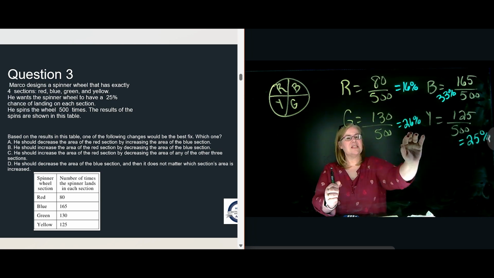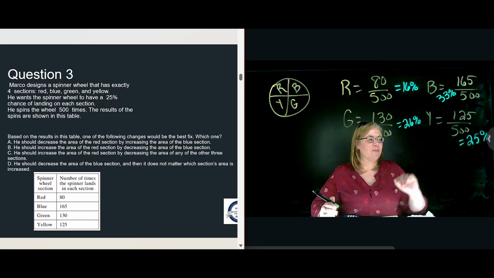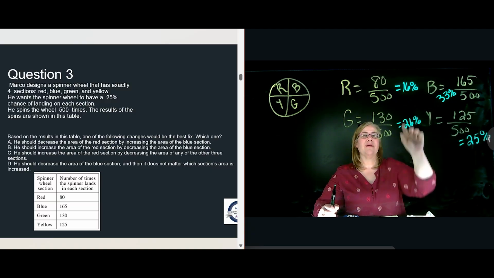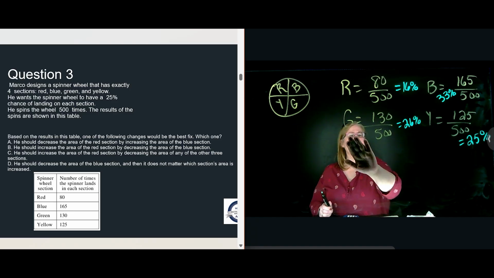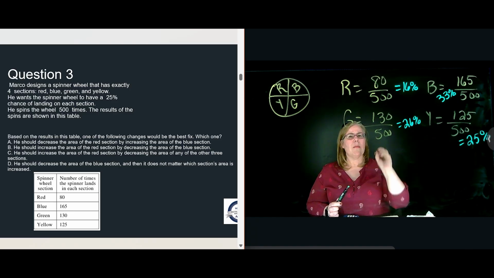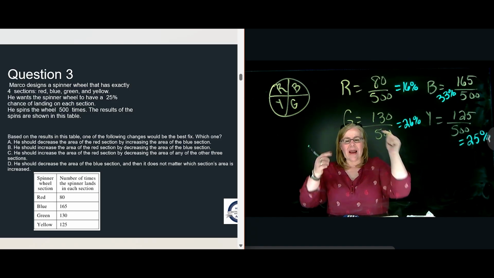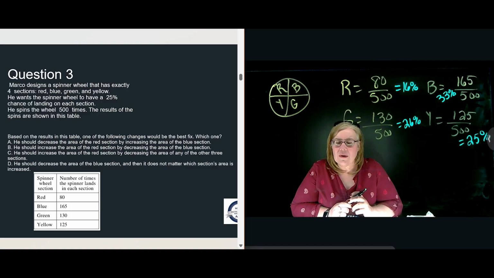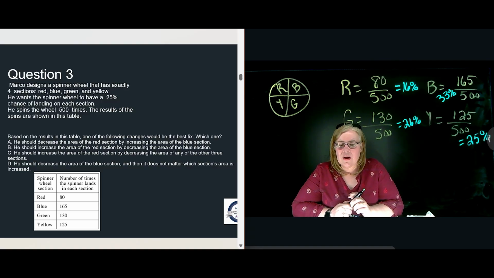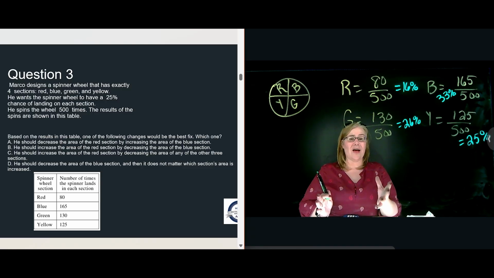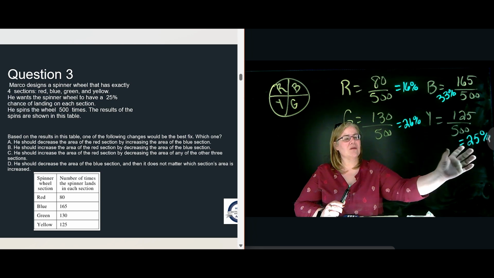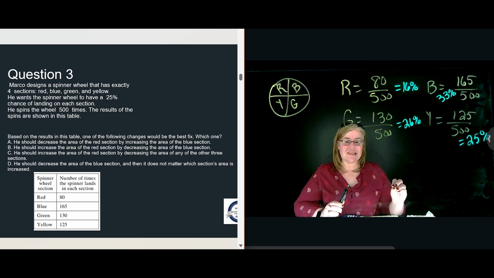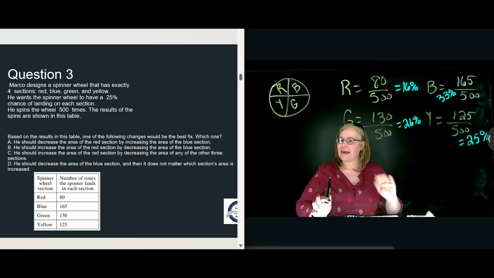Now, this one is basically 25%. This one is 25%, but these two are kind of far off from 25%. So I really wouldn't want to change my green and yellow. So when I go back to my options, C says increase the red and then decrease any other of the 3. That's not really good, because if I pick this one or this one, I'm going to change that percentage from 25%. So I know it can't be C.